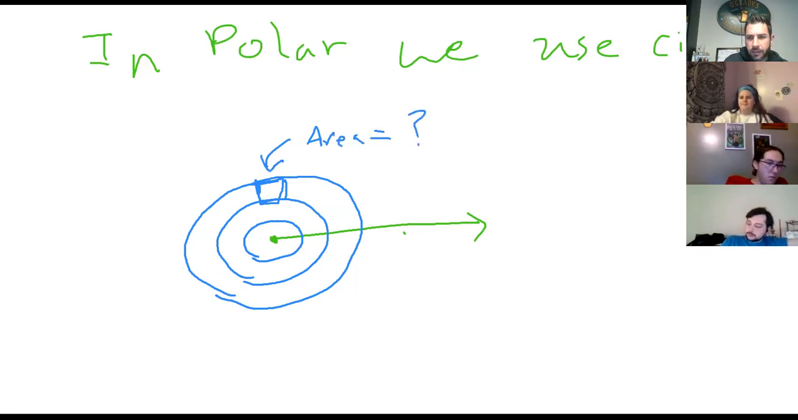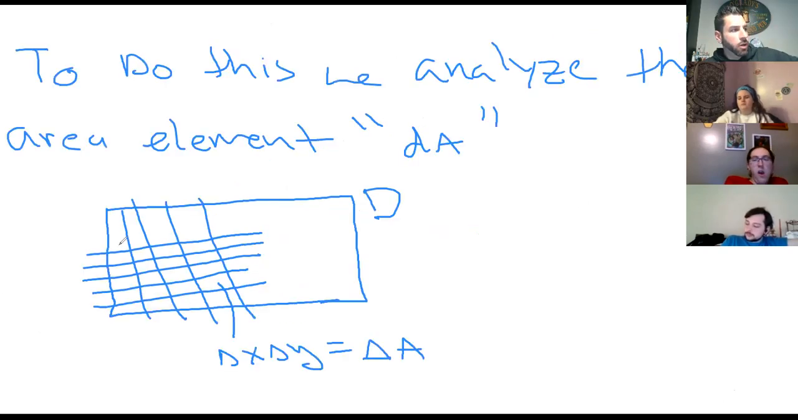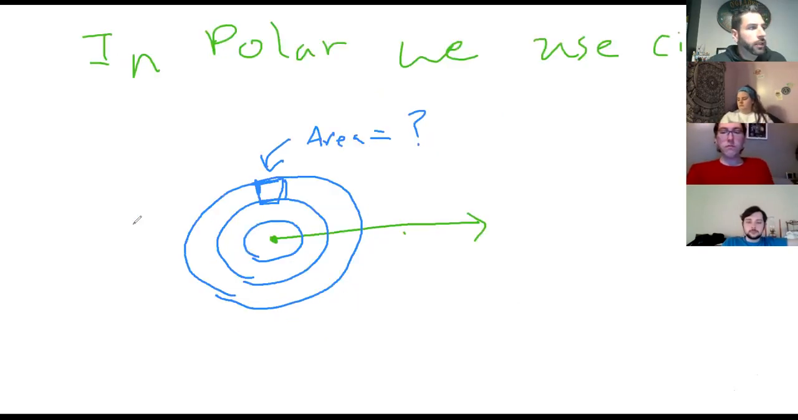Does that make sense? Before, when we were using rectangles, we know what the area of a rectangle is: length times width. But now we're going to use circles, so it's not the same. Now we have this little wedge-like piece. So if I come over here to the right and zoom in a little bit, what does this thing look like?